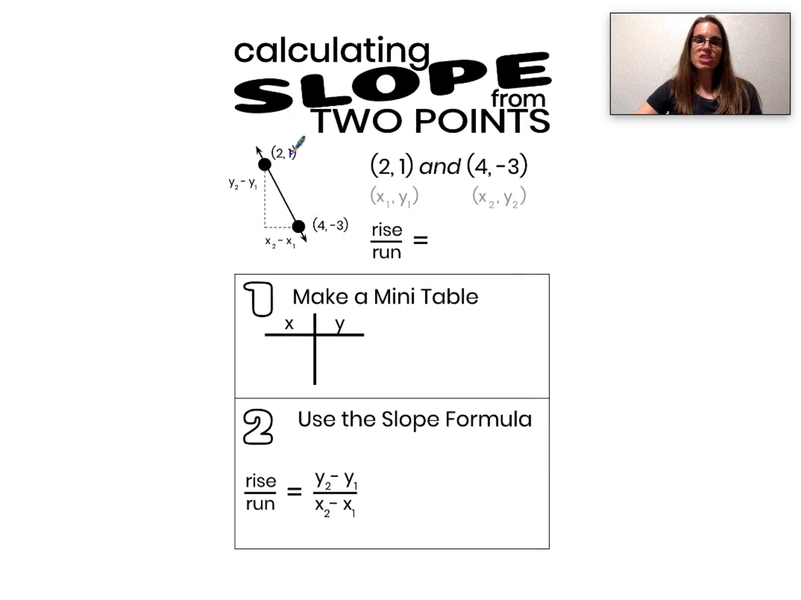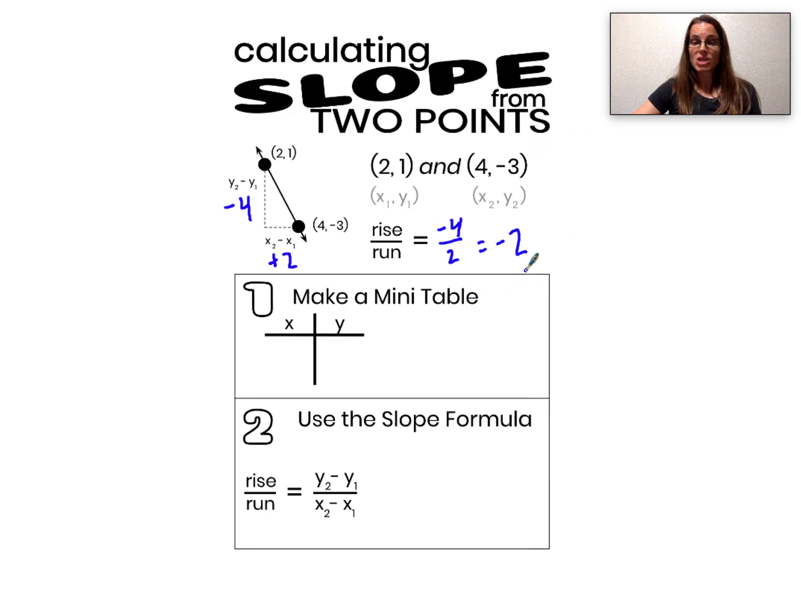The rise is the change in y, from 1 to -3. To go from 1 to -3, my rise is -4. My run, my change in x, going from 2 to 4, is I'm just increasing x by 2. Therefore, my rise is -4. My run is 2, and my slope is just -4 divided by 2, or -2.